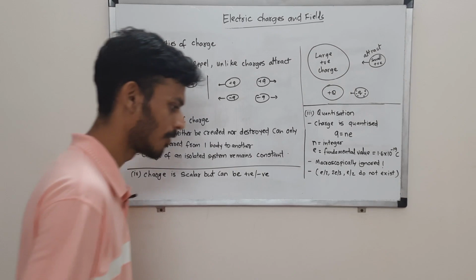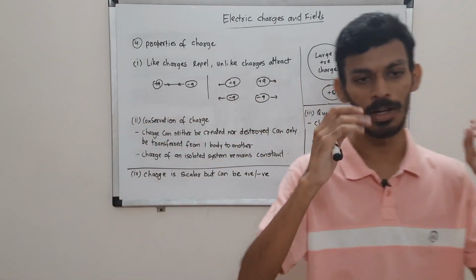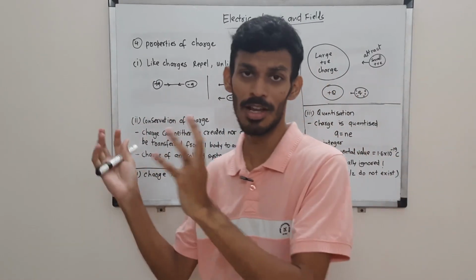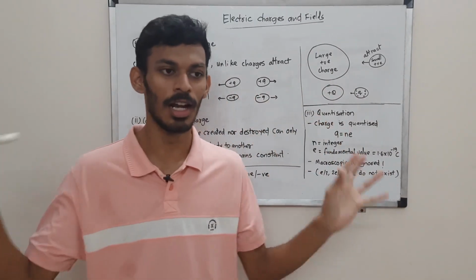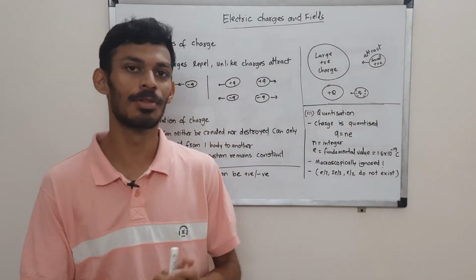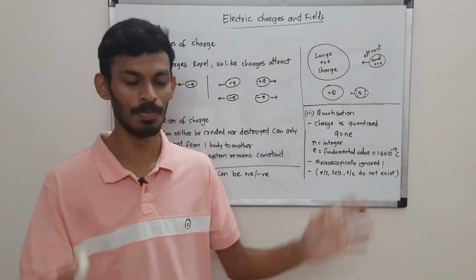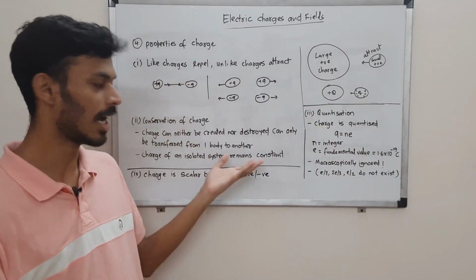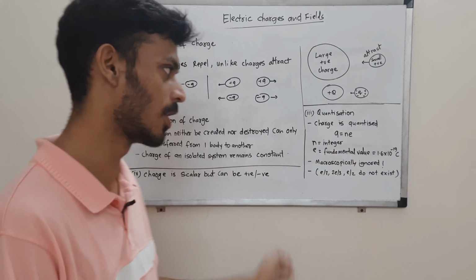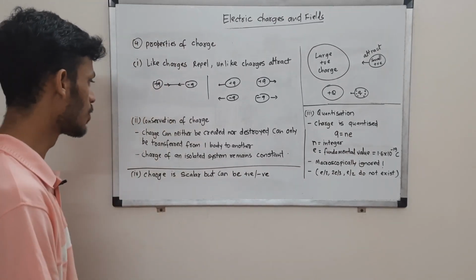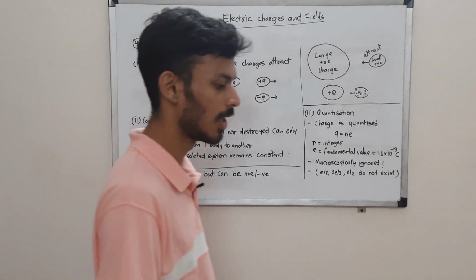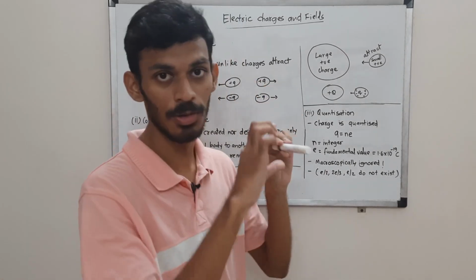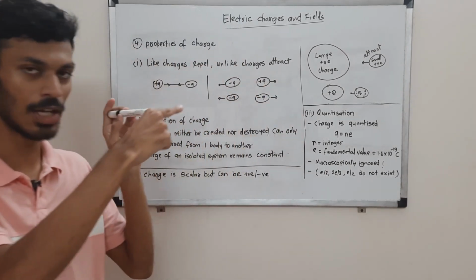It also means that if you have charge on an isolated system, say you have a sphere, you have put some charge on it and you leave it, you don't disturb it, you don't bring any charges close to it, it's left in vacuum, an isolated system, that charge will remain constant. It will not change. You might have seen in the case of induction too, when you brought a positive rod closer, negative charge was induced.